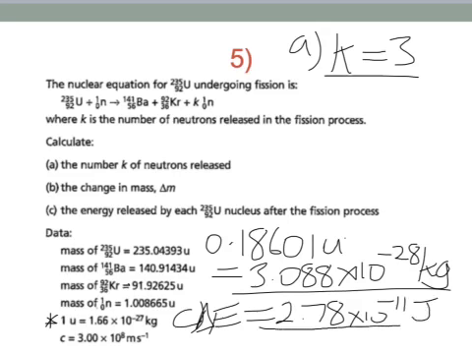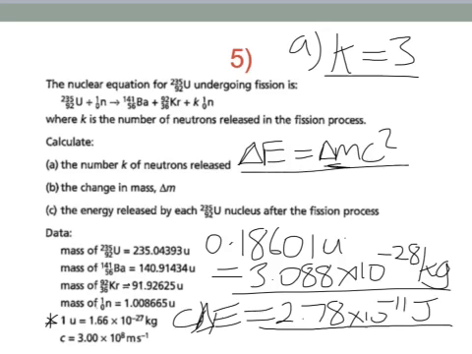So just to remind you how to get that number, you simply use this equation here. So delta M we just calculated as 3.088 by 10 to the negative 28. Just remember to square the speed of light, 3 to the power of 8 squared, and you'll get this answer here.